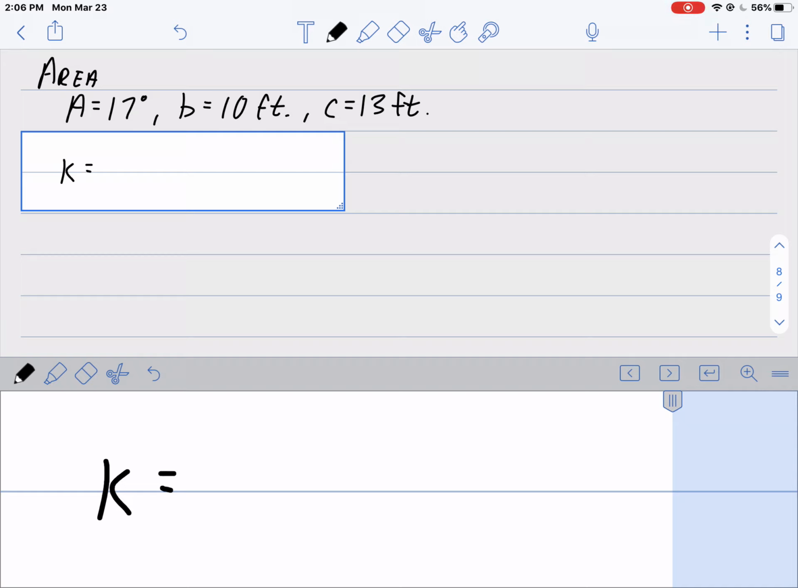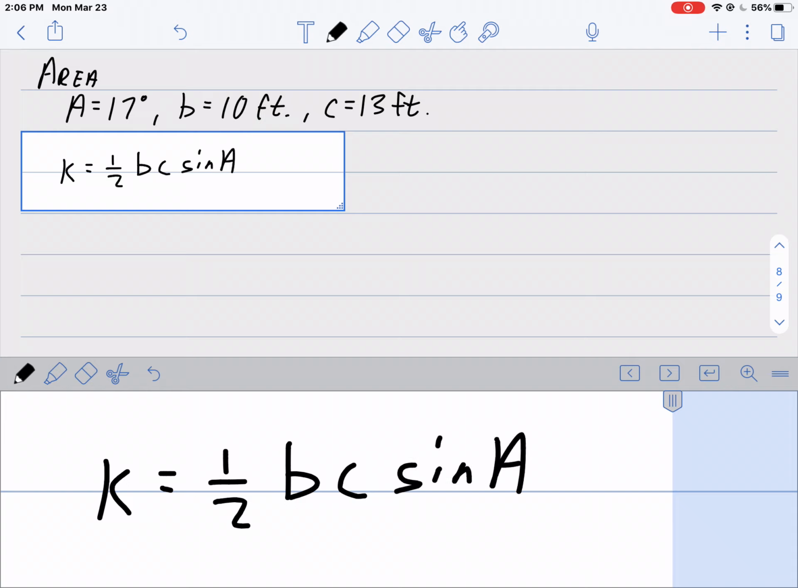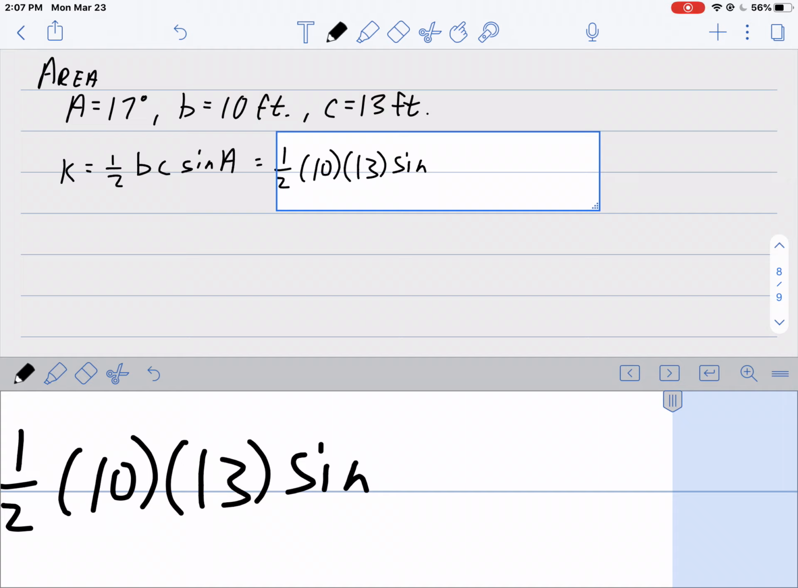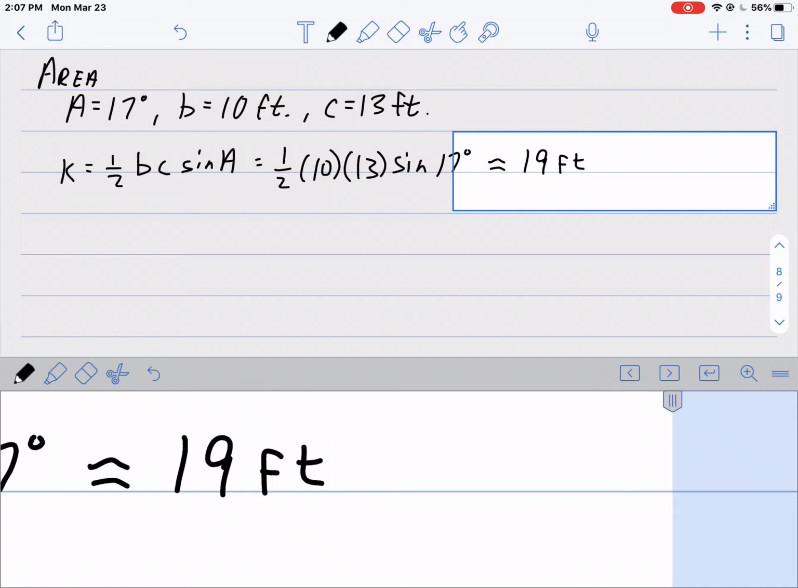So we'll say the area of the triangle is 1/2 the product of those two sides and the sine of the angle between the two sides. And we'll just plug in our values. So I've got 1/2. B is 10, C is 13, and the sine of the included angle, angle A of 17 degrees. And if you plug that in, you will get approximately 19. Watch your units. Remember, this is area, so units are square feet, right?